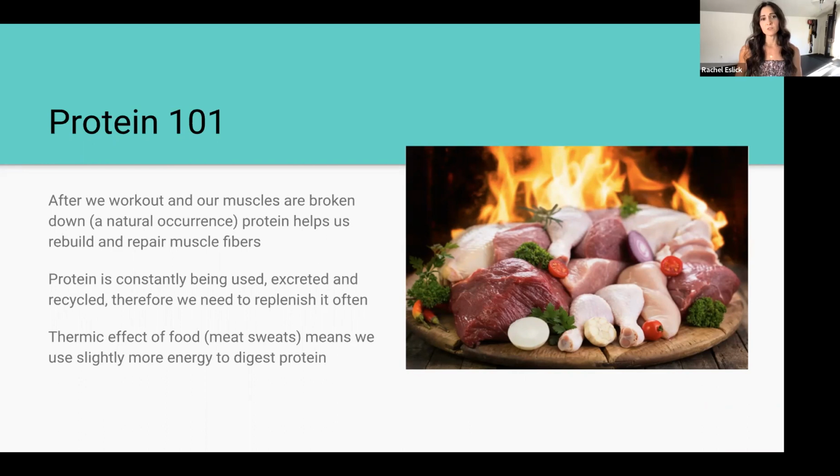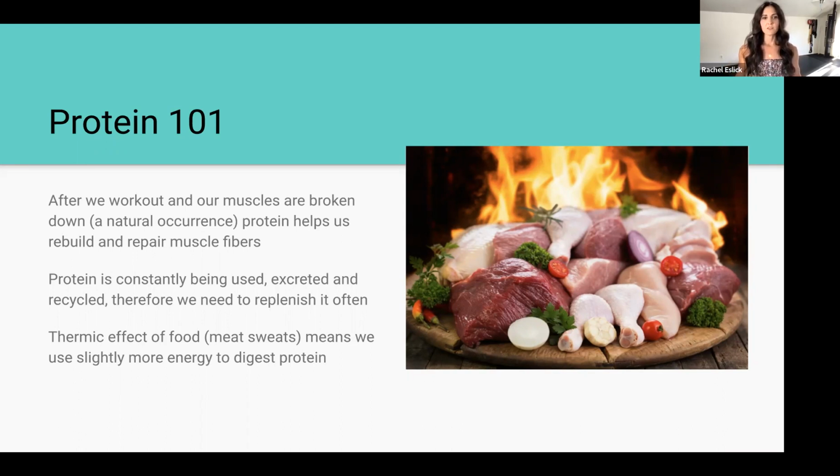We're constantly using protein in our body. We're excreting it, recycling it, and we need to be eating it a lot to replenish, okay? So we need to eat protein throughout the day, not just on Tuesdays or not just at night. There's something called the thermic effect of food. So that is the amount of energy our body is using to just digest whatever we've eaten. When you eat more protein, you are using more energy to break down that protein.